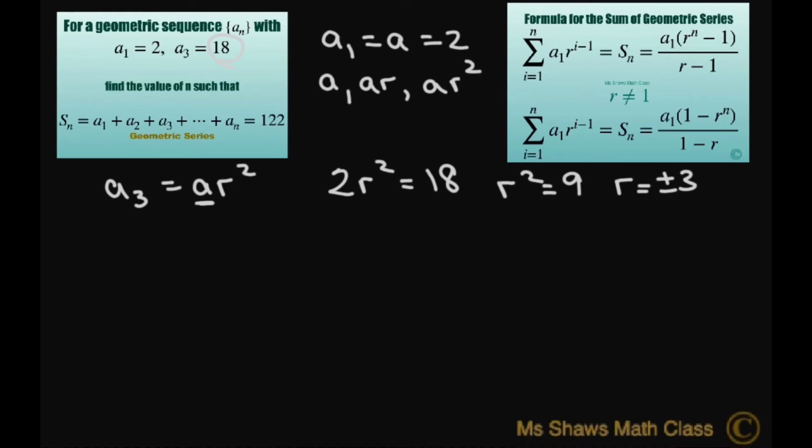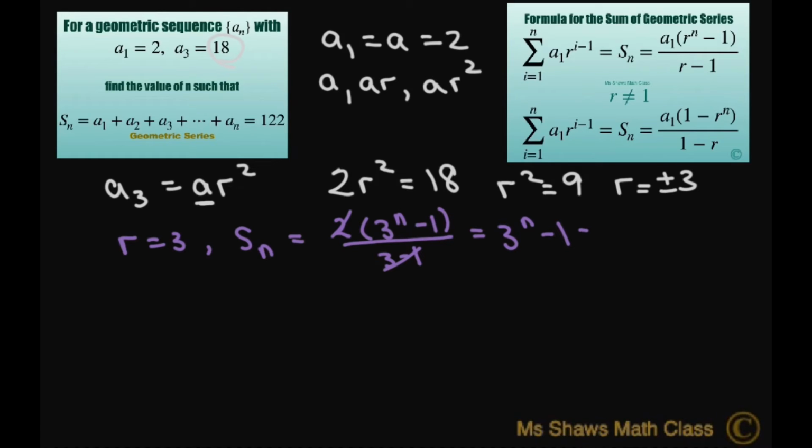Since we have that, let's check when r is 3. So when r is 3, we're going to have s sub n equals your first term, which is 2, and we have 3 to the power of n minus 1, divided by 3 minus 1. So this just equals 1 there. So we have 3 to the power of n minus 1 equals 122 right here.